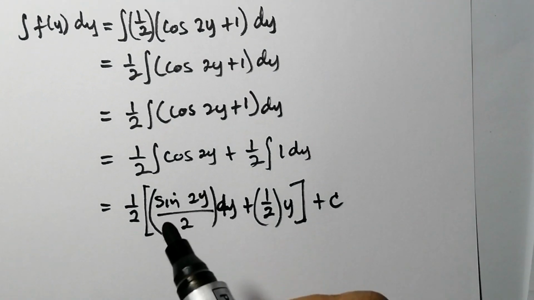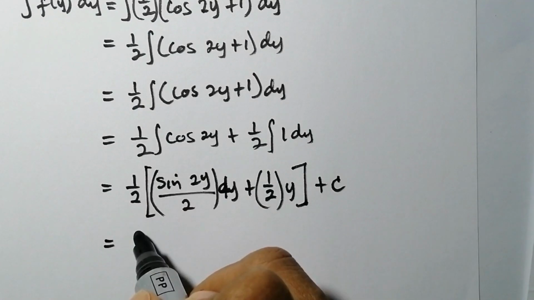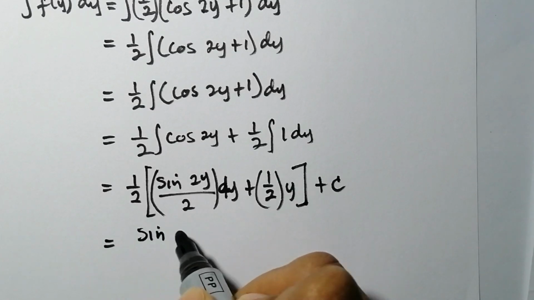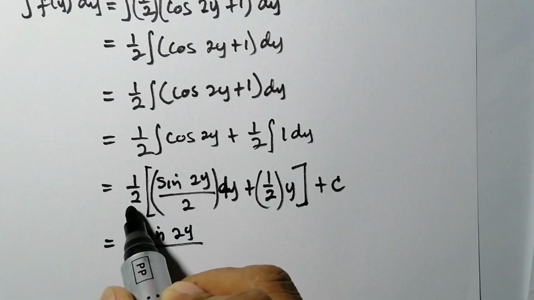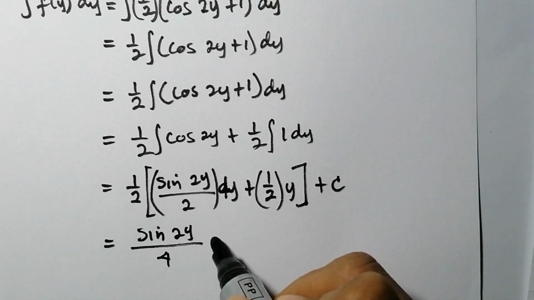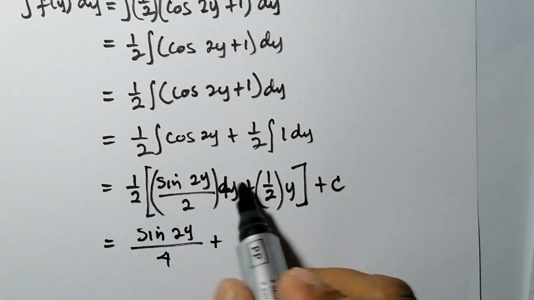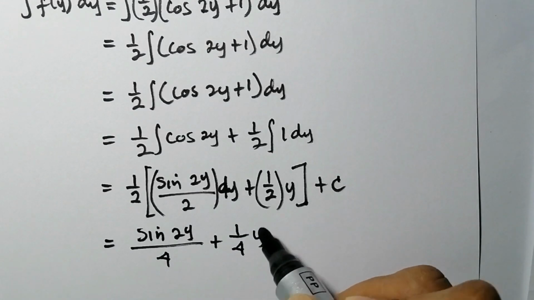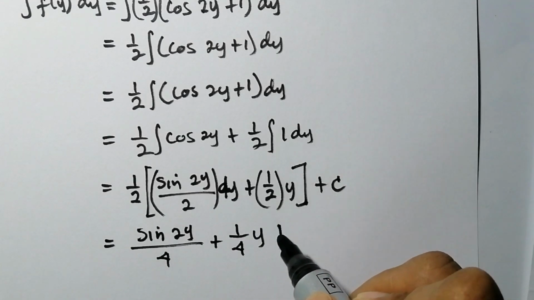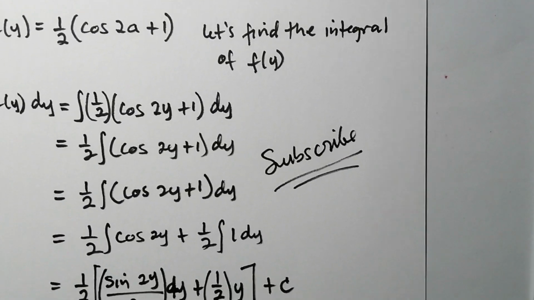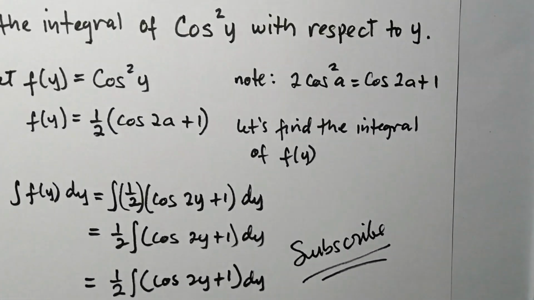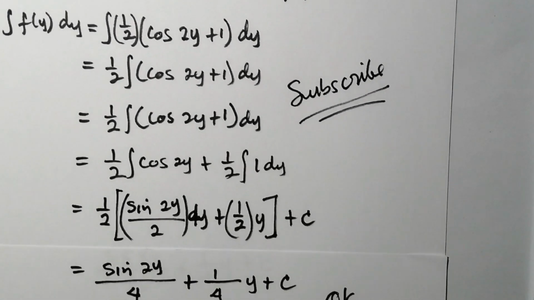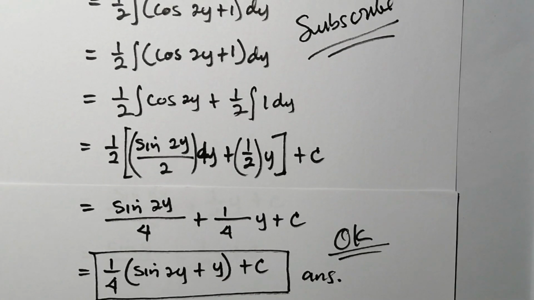Next is to simplify. Then let's factor out, taking the 1/4 out of the bracket times sine 2y plus y, plus c. So the final answer is 1/4 bracket sine 2y plus y bracket, plus c.